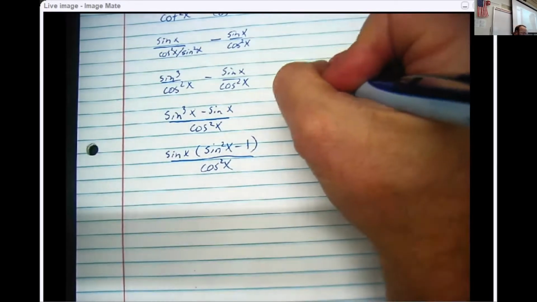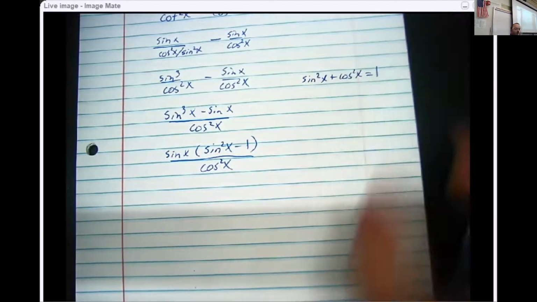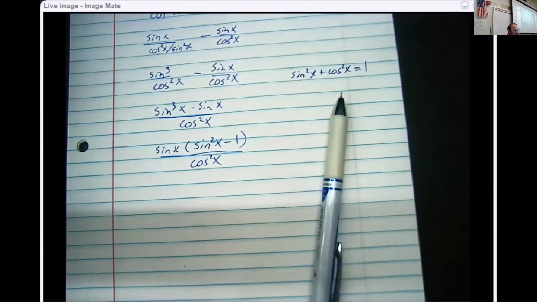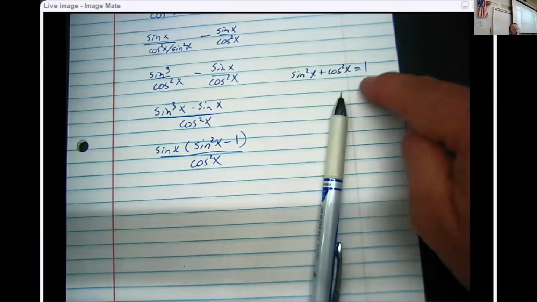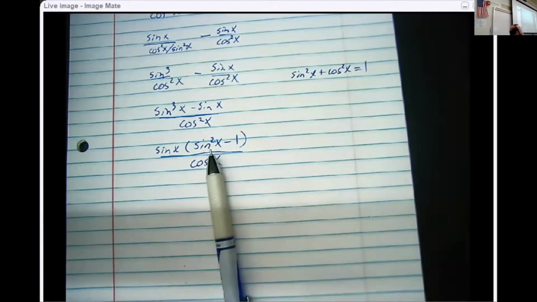You know that sine squared plus cosine squared is 1. Can you guys tell me what sine squared minus 1 is? Think through it. What is sine squared? Take away 1. Can you move this around a little bit and tell me what that piece is? Can you see it? What is it?